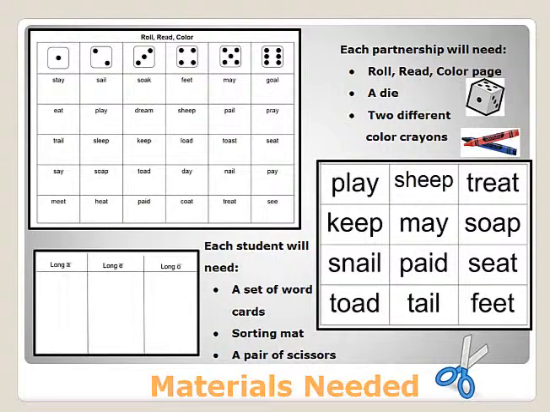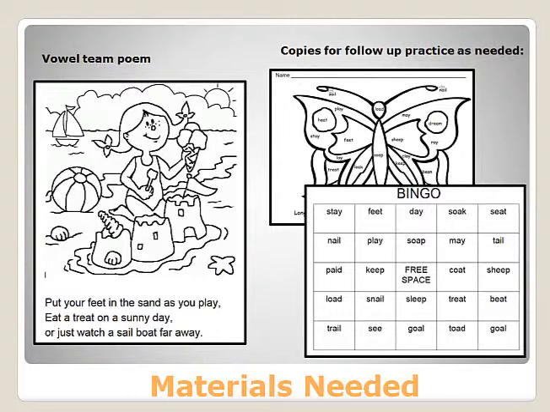A portion of this lesson will involve students working in partnerships during the collaborative learning phase. During this part of the lesson, each partnership will need a roll, read, and color page, a die, and 2 different color crayons. For the independent learning phase of this lesson, each student will need a set of word cards, a sorting mat, and a pair of scissors. You will also need a copy of the poem provided in the resources. This poem should be copied or written out large enough for students to see. Additional practice pages are provided in this course.